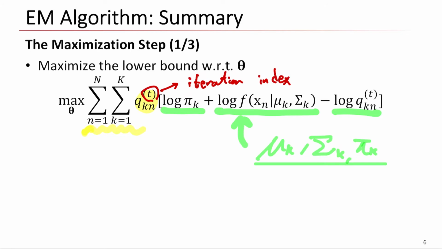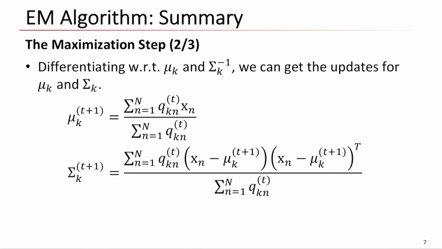T means the tth iteration, because this EM algorithm is an iterative optimization, right? Then how can we minimize this term? How can we minimize? We will just differentiate this loss function in terms of mu k and inverse sigma k.